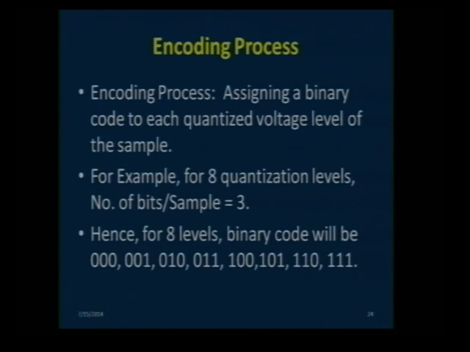Now for the 8 levels, as an example case, in this slide you can see 000, 001, 010 and so on up to 111. You can have the representation for the 8 quantization levels. If I am having a higher number of bits per sample, for example 16 levels, I will be having codes from 0000 to 1111. Understand this particular encoding process well.